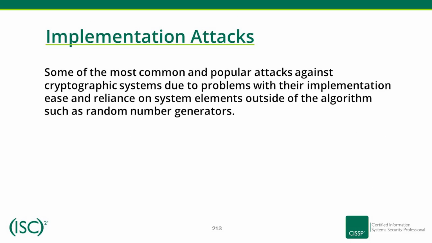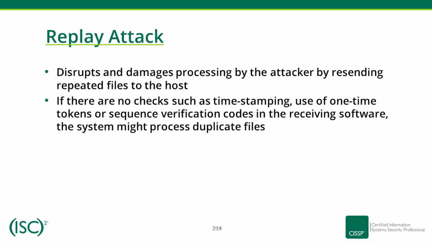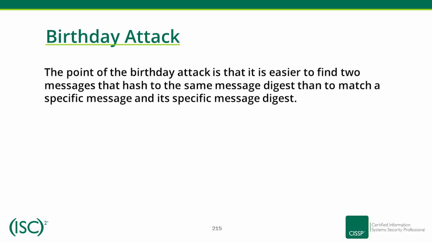Implementation attacks. Some of the most common and popular attacks against cryptographic systems, due to problems with their implementation ease and reliance on system elements outside of the algorithm, such as random number generators. Replay attack. Disrupts and damages processing by the attacker resending repeated files to the host. If there are no checks such as timestamping, use of one-time tokens or sequence verification codes in the receiving software, the system might process duplicate files.